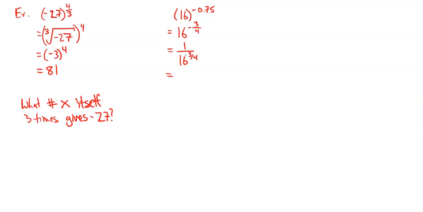And so I'll just reiterate that for you one more time. Just a very simple example. If we had 2 to the negative 1, that was 1 over 2 to the power of 1, which was 1 over 2 in that case. So in this case, it's the same idea, but now we have this fraction as the exponent. So again, I'm going to take the root first. So I'm going to take the 4th root of 16 first. And then after I take the root, I'm going to cube it.